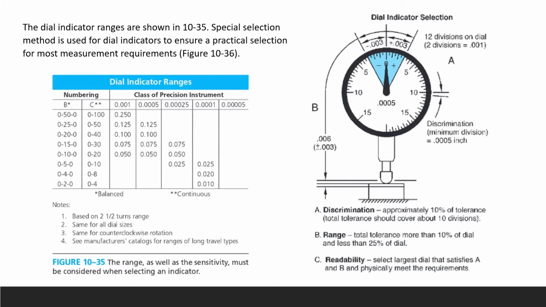So discrimination, approximately 10% of tolerance for this case. So total tolerance should cover about 10 divisions. Yet your range is a total tolerance more than 10% of dial and less than 25% of dial. And for your readability, select the largest dial that satisfies A and B and physically meets the requirements. And again, you only have to concentrate on your plus and minus signs and how it's rotating. You have to know how to read this, the one that is at the center, and that's your graduation mark. And if you can do that, you're fine.